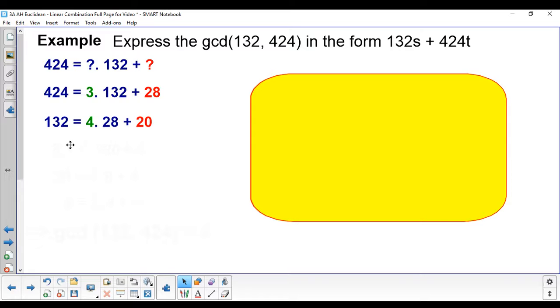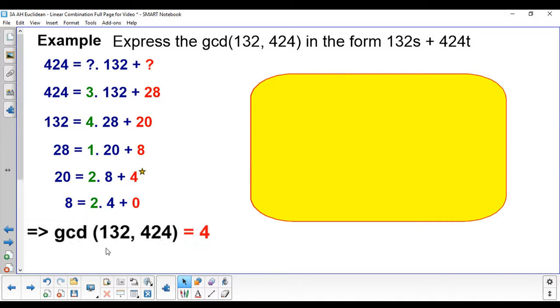Bring the 28 and the 20 down. That's a bit easier to see. Bring the 20 and the 8 over. And then lastly, the 8 and the 4 have a nice remainder of 0. So the greatest common divisor of them is 4.